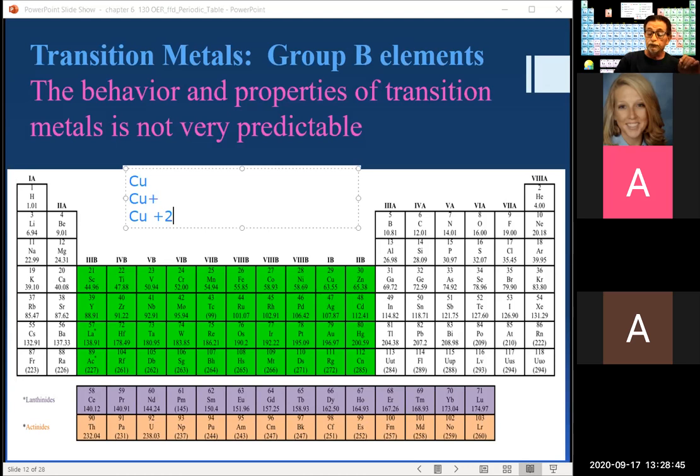We will be able to determine what charge they are when they're put together in a compound, and I will address that when we get to it.